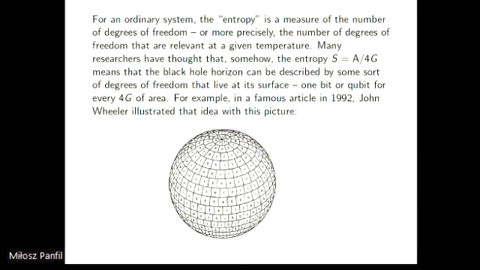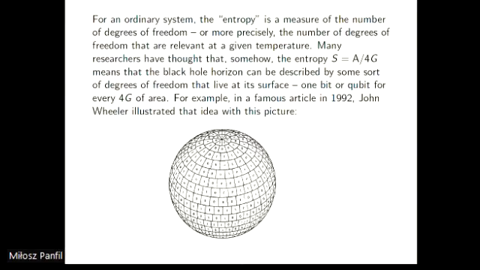Now, for an ordinary system, the entropy measures the number of degrees of freedom, or more precisely, the number of degrees of freedom that are relevant under a given physical condition, which usually means a given temperature. So many researchers have thought that somehow the entropy A over 4G of the black hole horizon means that the black hole horizon can be described by some sort of degrees of freedom that live on its surface with sort of a unit degree of freedom for every 4G of area.